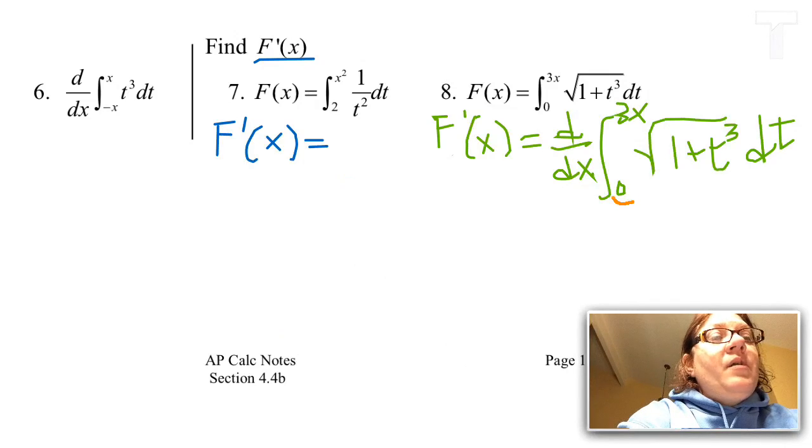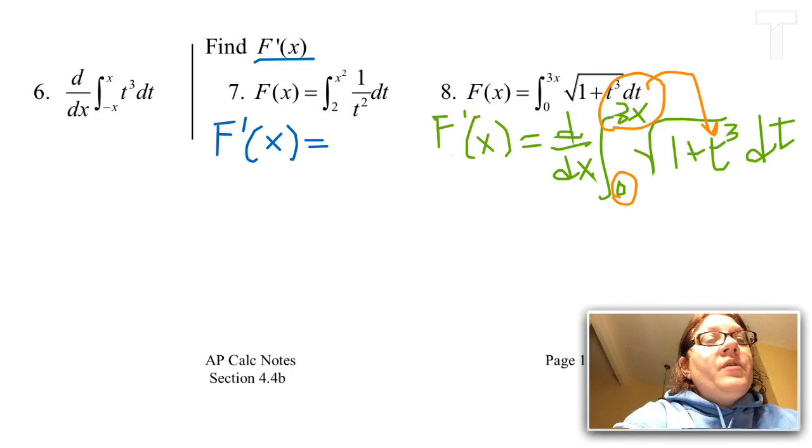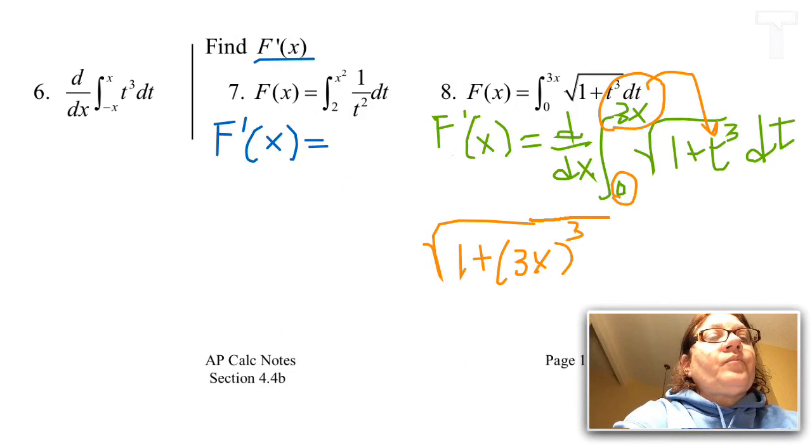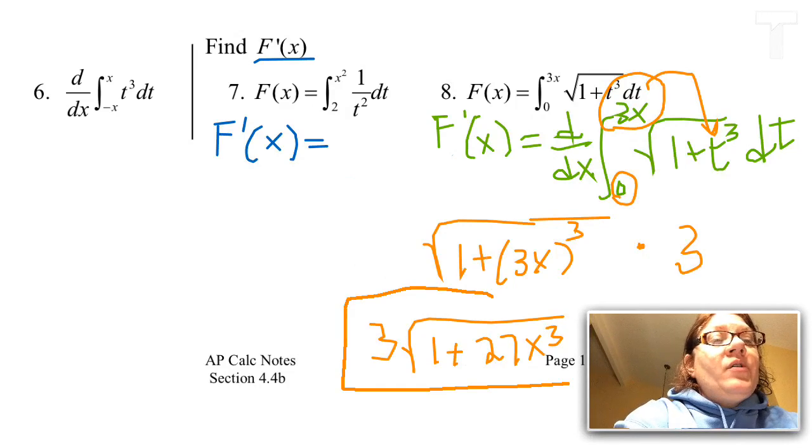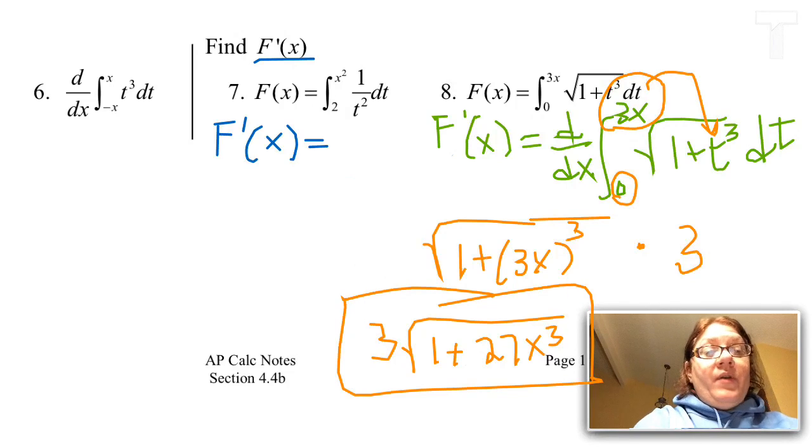I have a constant on bottom, variable on top, which is getting plugged in, and then the derivative of the variable. So I'll have the square root of 1 plus the quantity 3x cubed times the derivative of the variable, which is 3. And so if I simplify that, I'll have 27x cubed inside the radical. And oh my gosh, this is like crazy easy, Torres. Bring me another one.